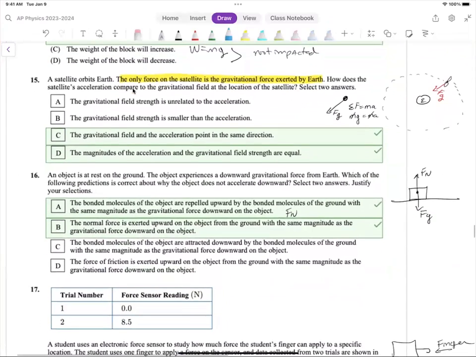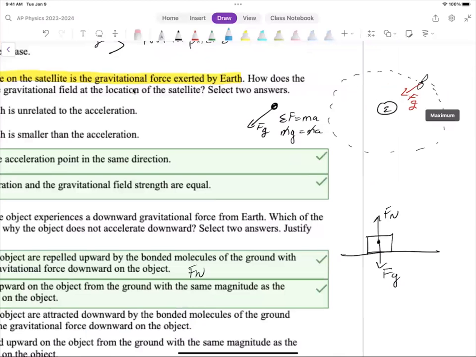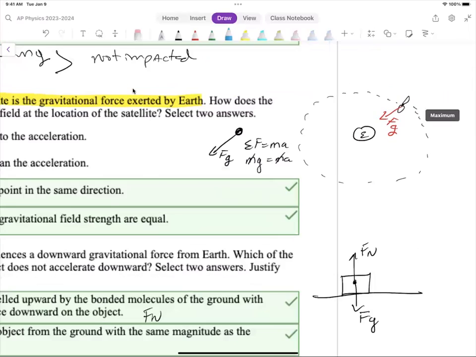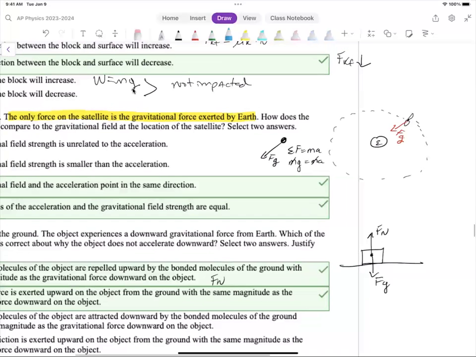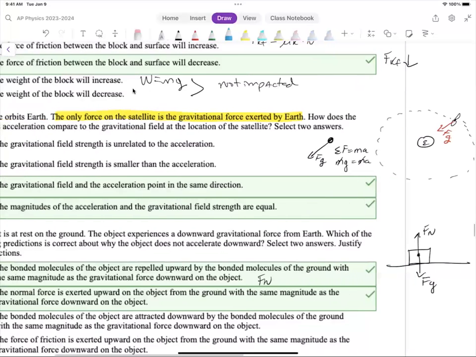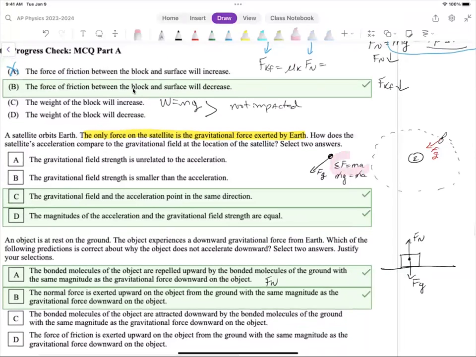A satellite orbits the Earth. The only force acting on the satellite is the gravitational force exerted by Earth. Here's a picture. Here's an Earth, little teeny Earth. Here's my little satellite flying around in orbit. And the only force is FG, which is pointing towards the center of the Earth, just like as if I was standing on Earth, it points towards the center.